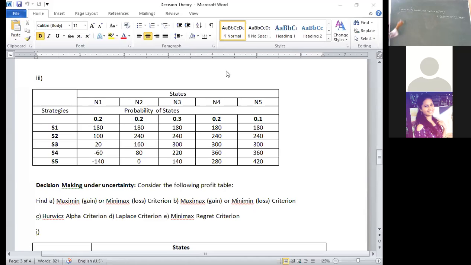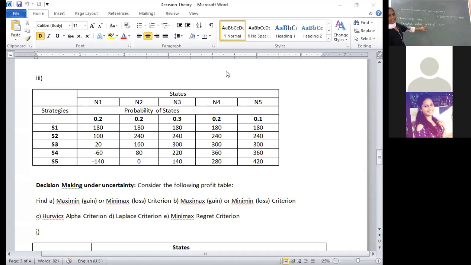The third criteria is coefficient of optimism, or Hurwitz alpha criteria. This is the third method under uncertainty. Here, we need to calculate by using this formula. Expected payoff value is equivalent to alpha into capital M plus 1 minus alpha into small m. This is the formula.